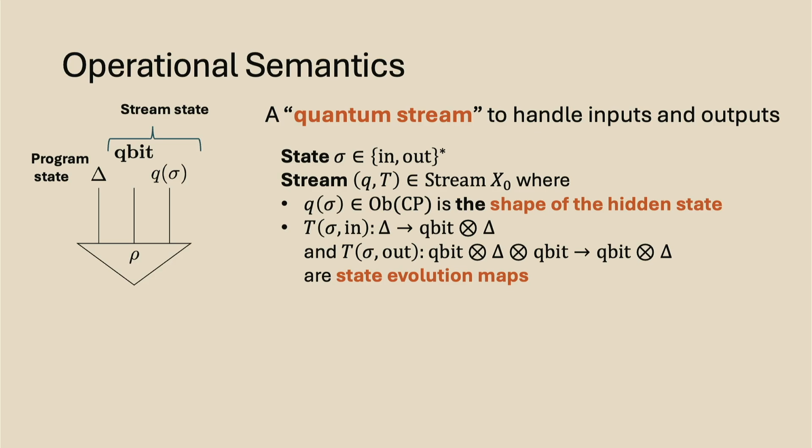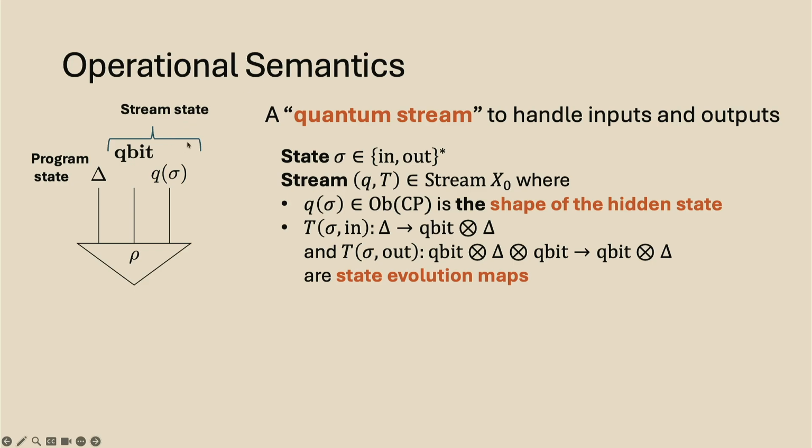The actual formalism goes as follows. The state of your quantum stream is this thing: just a string of in, out. It says what inputs and outputs have happened. And the stream itself is a tuple where Q of sigma, for every state sigma, is the shape of the current hidden state. And for every sigma, you also have a way of evolving the stream state when given input or when given output.